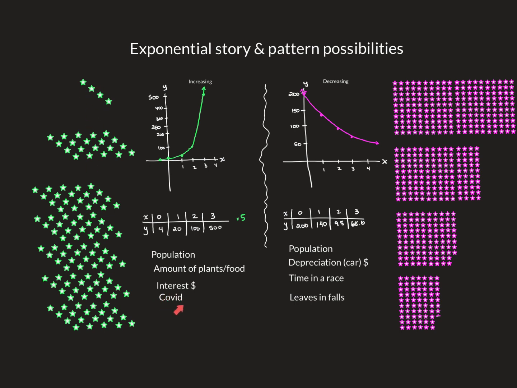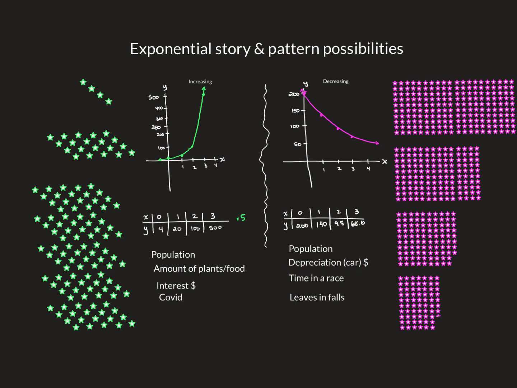COVID numbers, unfortunately, do go like this, but you could probably also talk about like vaccinations. First there were a couple people, then there were more people, then there were a lot more people. Those are examples. For decreasing, again, you could do population. So like people moving out of the country. This happens a lot. There's a lot of people that live in the country, then there's fewer and fewer.